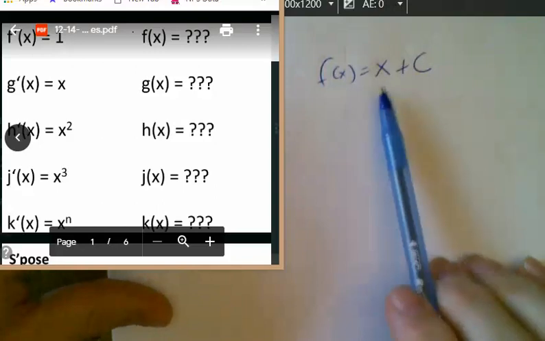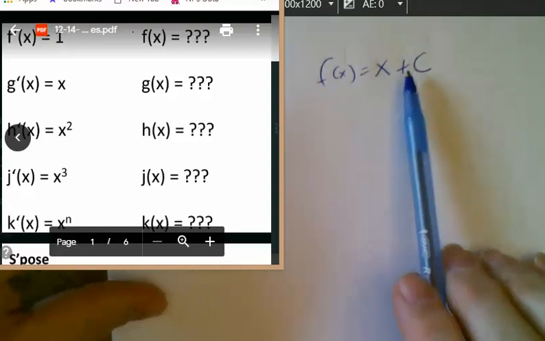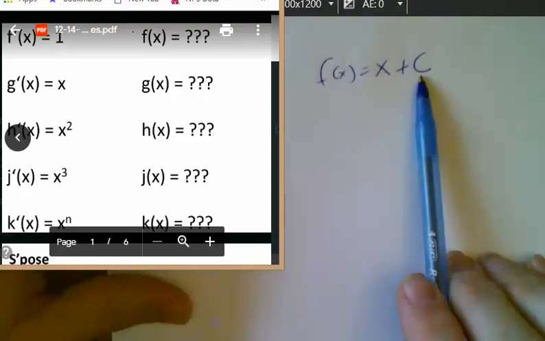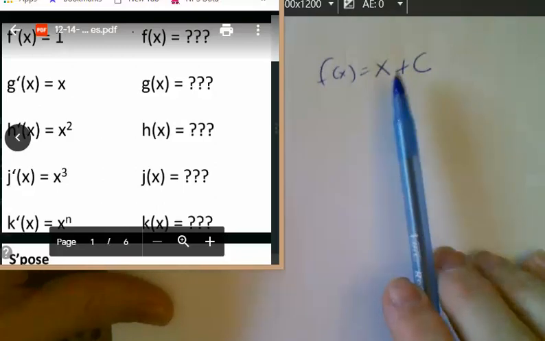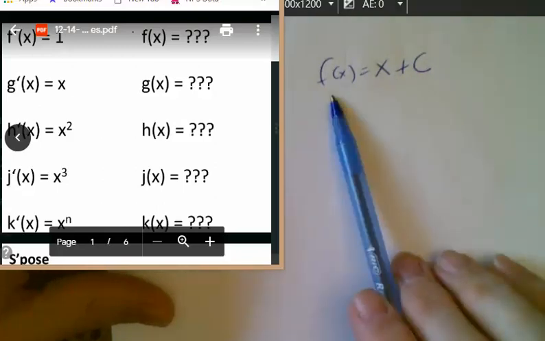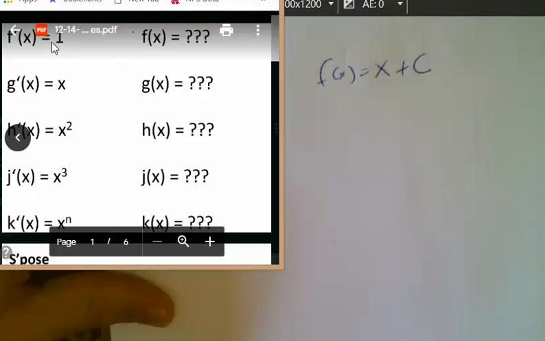So we have to account for that, and we do that by adding some constant c. And the c, of course, can be negative. It's just generally written as plus c. That's what we call the general antiderivative. So the general antiderivative of 1 is x plus c.